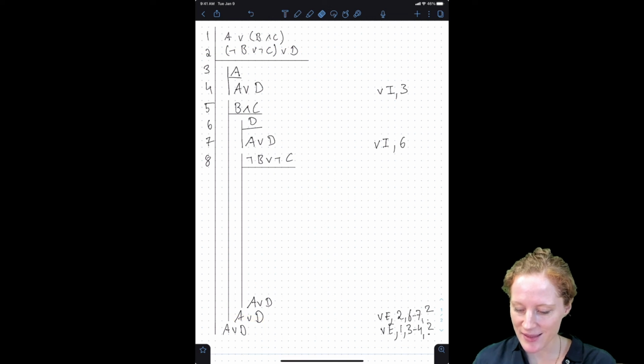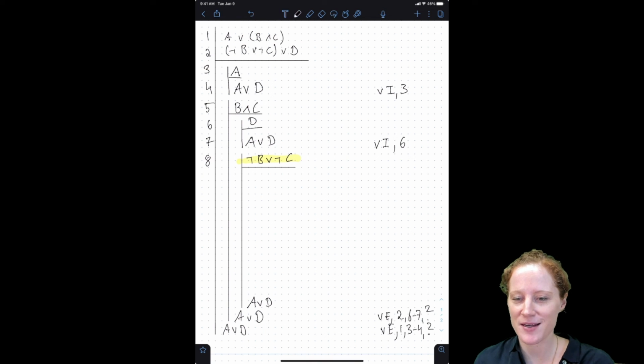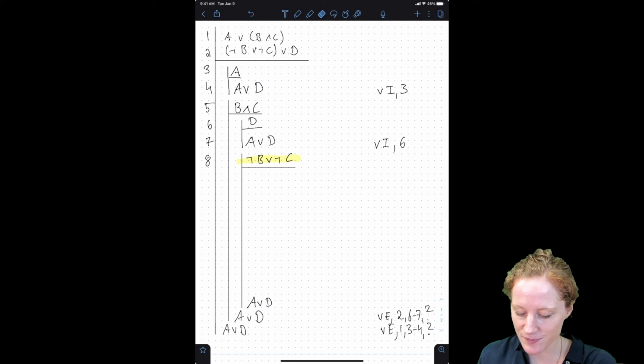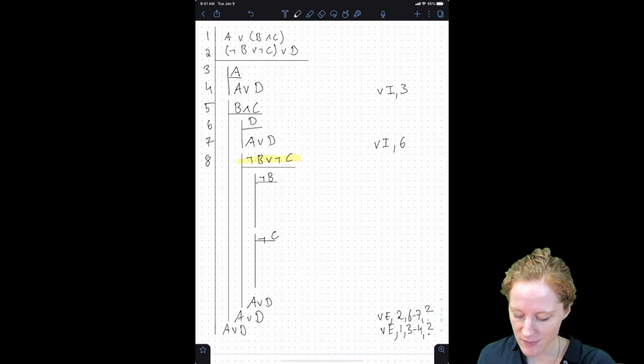Well, I see that I again have a disjunction. So forward planning again suggests I should use disjunction elimination. And that's what I'm gonna do here. I'm gonna set up two subproofs. The first one starts with the assumption that not B, which is my first disjunct. And the second starts with the assumption that not C, which is my second disjunct. And in either case, I want to derive the conclusion that A or D, since I can then justify it down here by citing disjunction elimination applied to line 8 and the two subproofs.